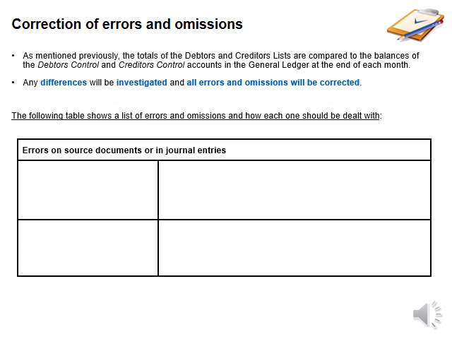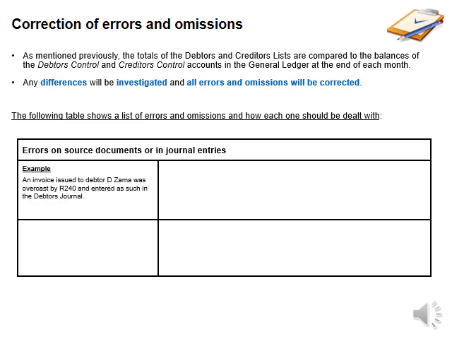The following table shows a list of errors and omissions and how each one should be dealt with. Now, it needs to be noted whatever counts for the debtors control will also count for the creditors control. So the same principles will apply both to the reconciliation between the debtors control and the debtors list as in the creditors control and the creditors list. Errors on the source document or in journal entries. Let's look at an example.